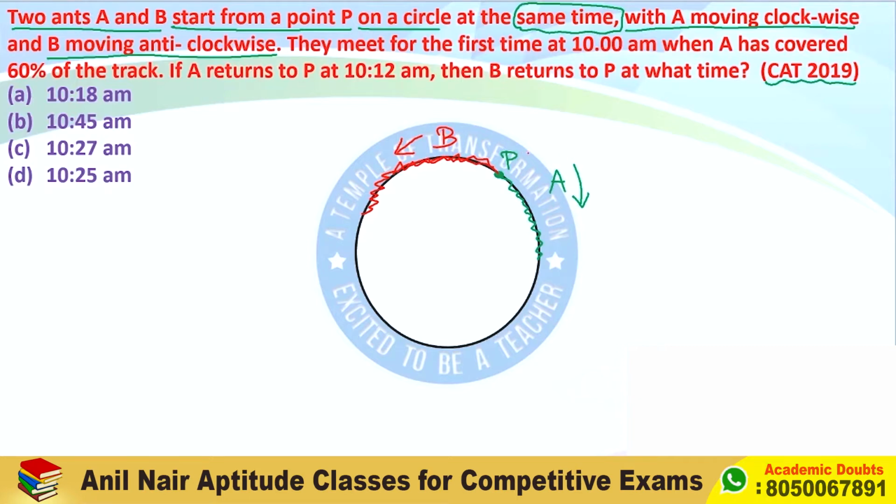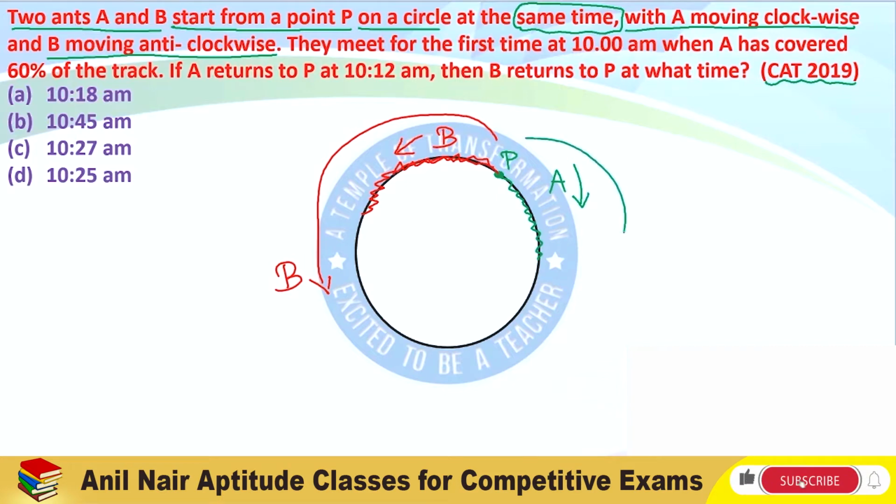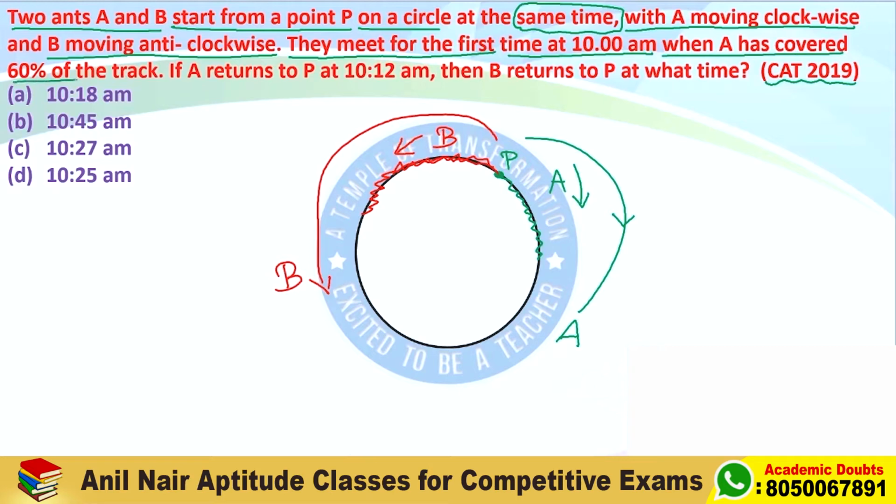So ant B is moving like this in anti-clockwise, and for ant A let us use green color. The only problem with this question is I should keep on changing the colors. Ant A will move in clockwise direction, in this direction, whatever is shown in the diagram. Now the question also says they meet for the first time at 10 a.m. when A has covered 60% of the track.